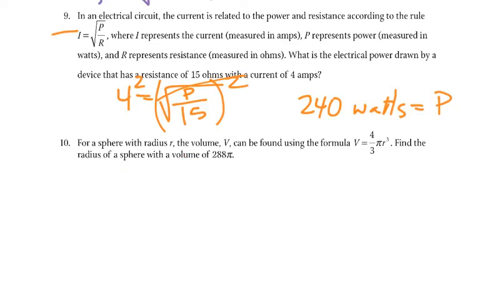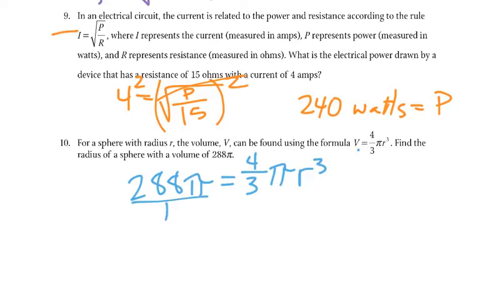Okay. So last one, number 10. For a sphere with the radius r, the volume V can be found using this formula. V equals 4/3 pi r cubed. Find the radius of a sphere with a volume of 288 pi. So our volume is 288 pi equals 4/3 pi r cubed, and we want to find the radius.